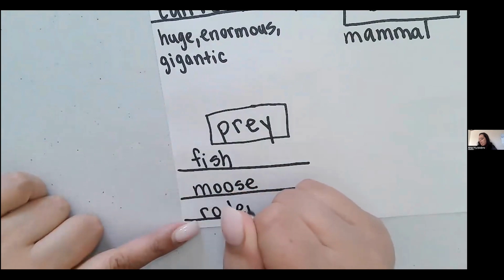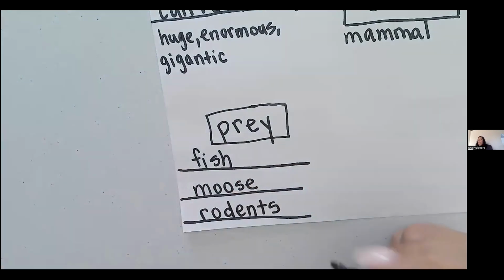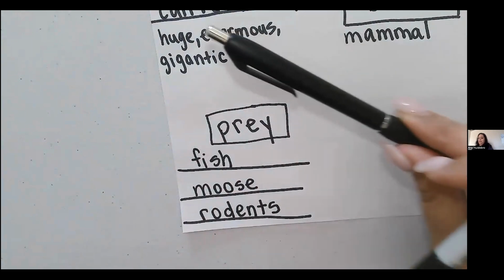Rodents. Maybe you want to, when you write yours, I'm about to pause. Maybe you want to put in your own type of prey. What type of animals do grizzly bears kill and eat? Okay, you could use mine or you could use yours.